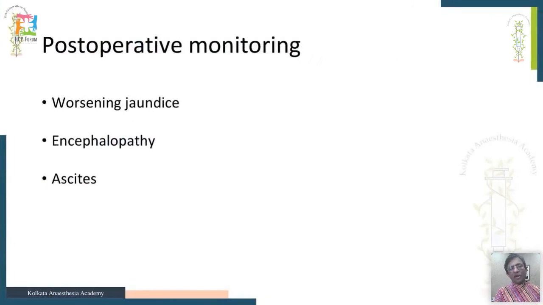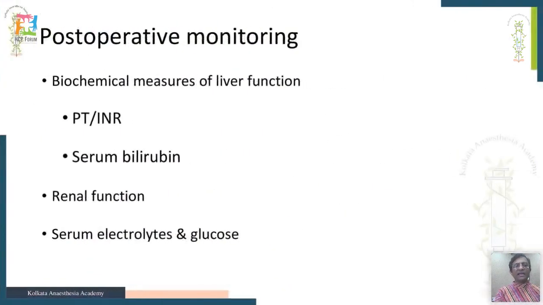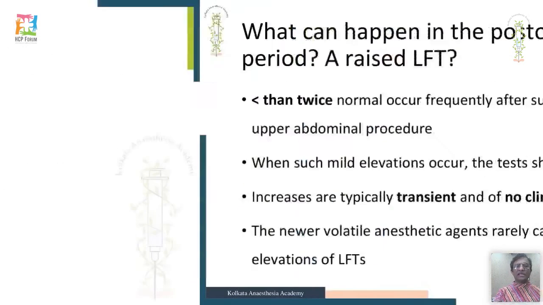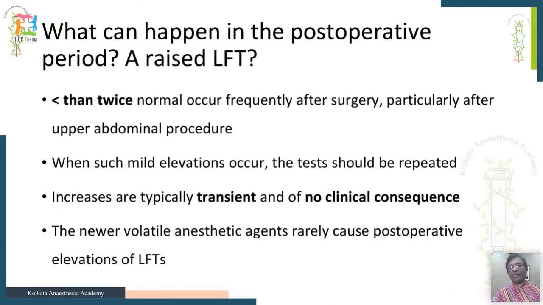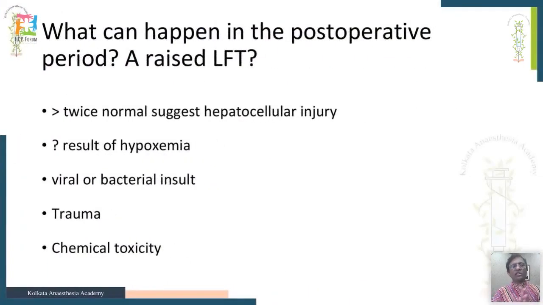Post-operative monitoring, be aware of worsening jaundice, encephalopathy, and ascites. Post-operative monitoring usually is with bilirubin, PT-INR, renal functions, electrolytes, and glucose. Liver function test, what do you do if you see changes less than twice? It usually occurs frequently after surgery. Don't get too much bothered about it. It's typically transient and of no clinical consequence.